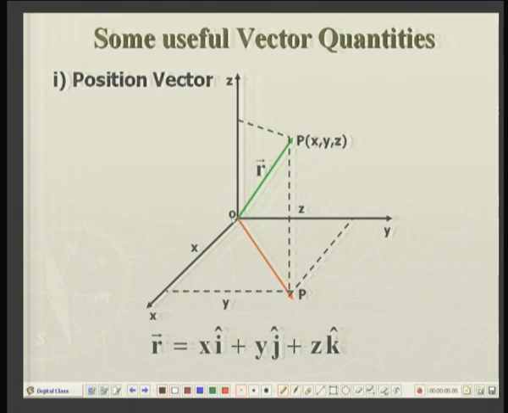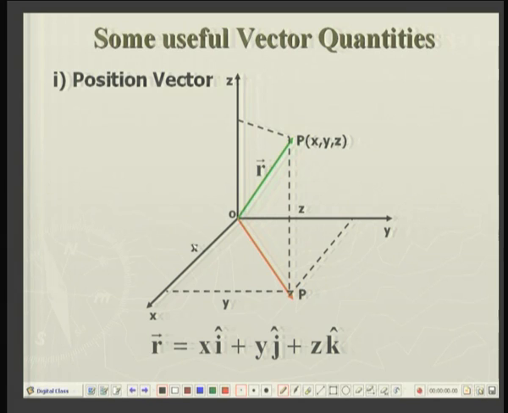Suppose I take the projections of vector r on the x axis, y axis and z axis, and we have already seen how to take the projections graphically. That is, you project this vector r on the z axis and one component on the xy plane. This will be the projection along the z axis, and the red line will be the projection in the xy plane, and this projection is further projected on the x axis and then on the y axis.